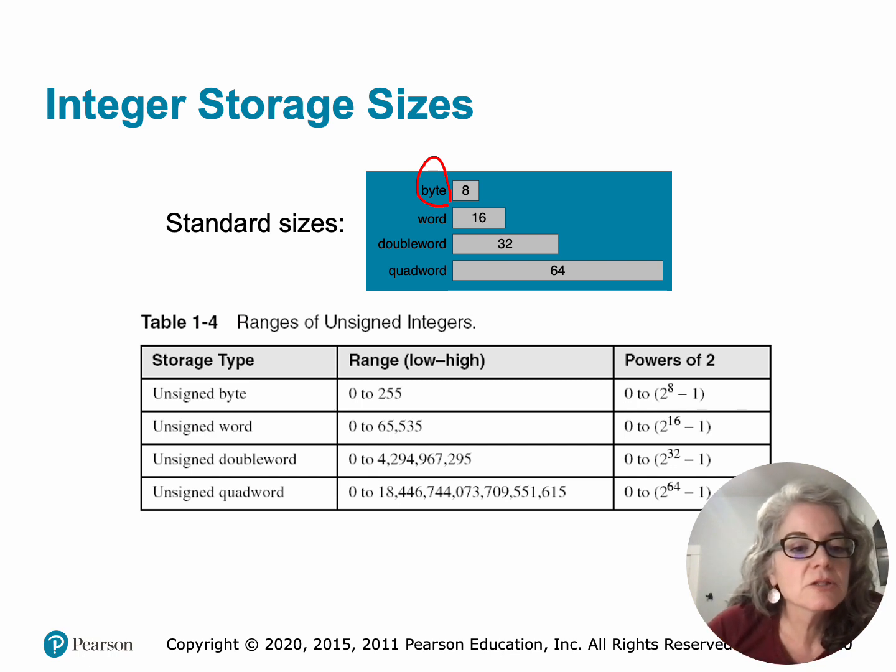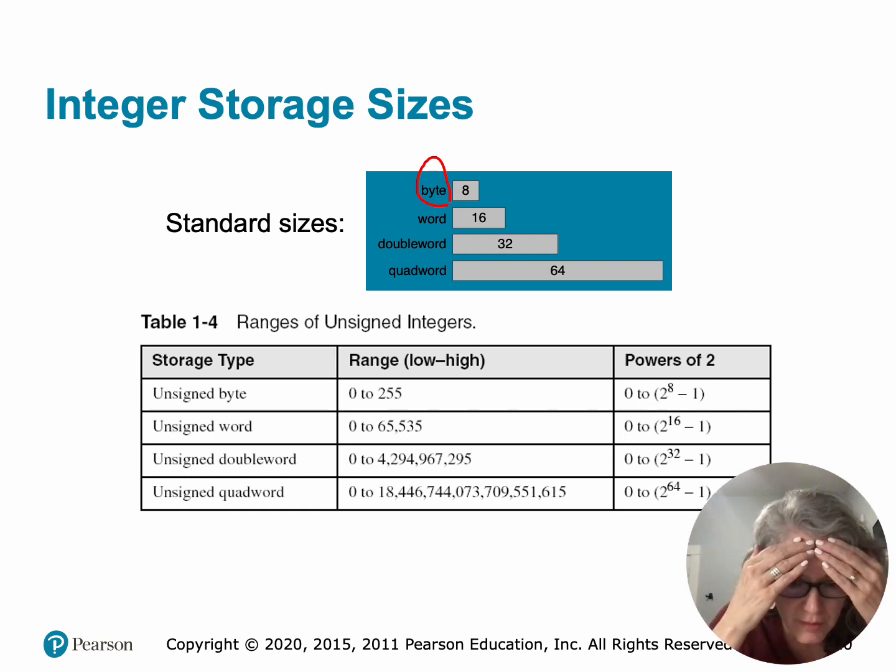So this is the range of an unsigned byte. Unsigned byte is 0 to 255. That is how much it can hold. So it can hold the decimal numbers from 0 to 255, and that's what we can hold in 1 byte. In 16 bits, we can hold this range. Double word, we can hold this range, and unsigned quad words, we can hold this range. So that's how big your integer can be.